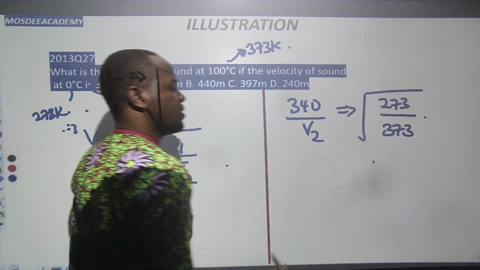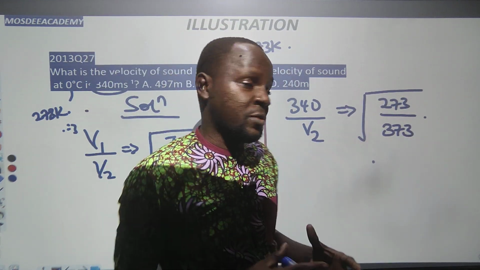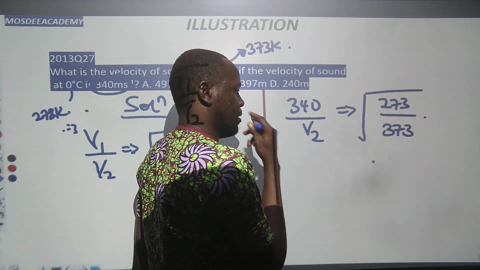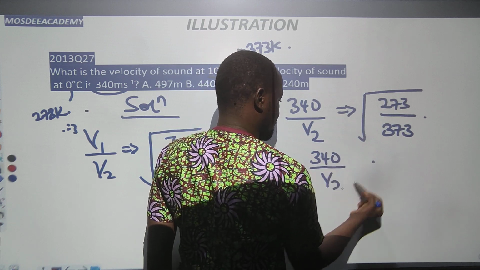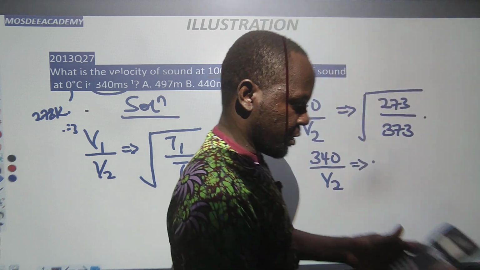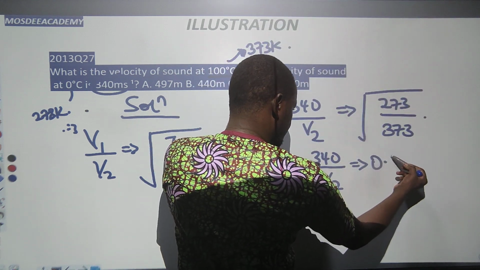So it's all about understanding. I don't want to square both sides. Like I said, to remove the square root, square both sides, but no time. So we're just going to divide 273 by 373. Then this will be 340 over V2 equals, let me use the calculator. Thank you very much, it makes my work faster.